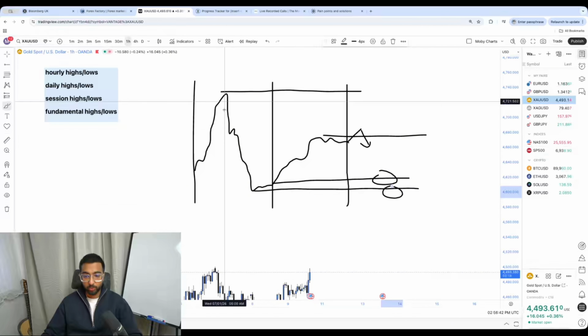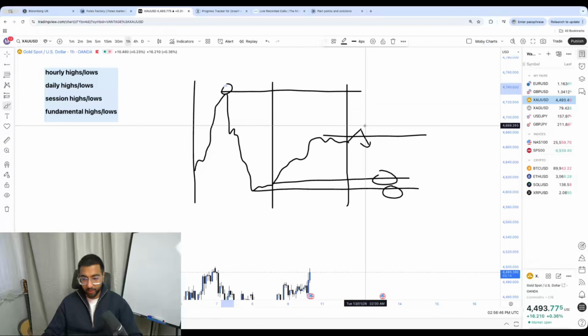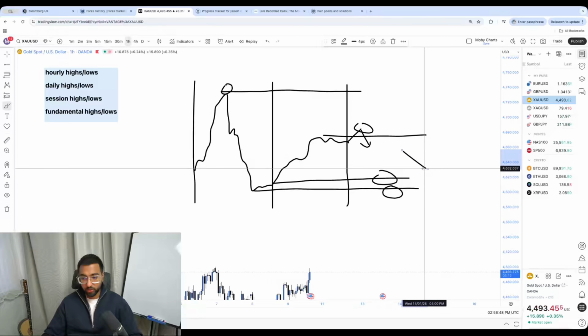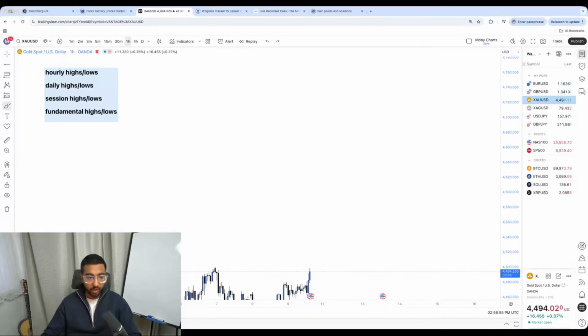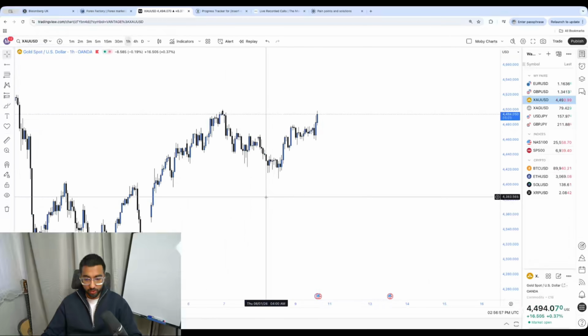Why? Because most likely price is continuing the downtrend. Look at this. We've got a high right here. Then we've got a high right here. Price is most likely going to continue to go in the downtrend. So let's look at the charts and let's put that on the charts so I can show you.